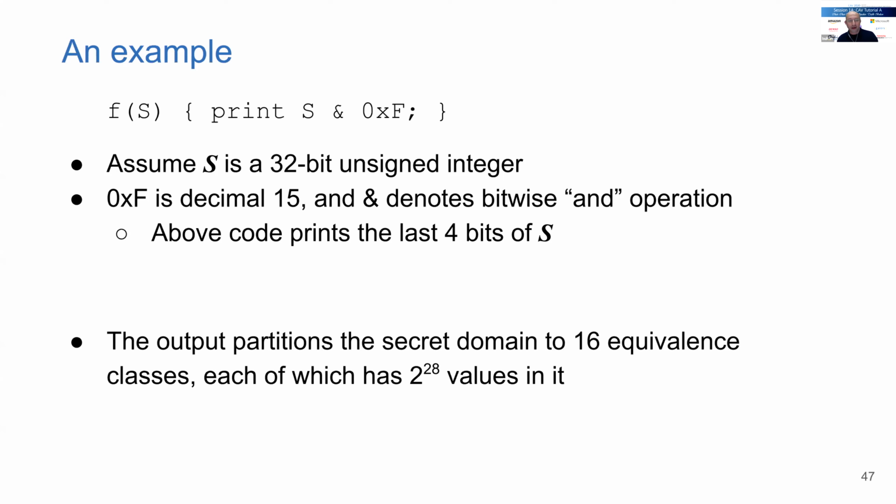Now, this output, if you look at the way I described it, this function partitioned the secret domain into 2 to the 16 equivalence classes, right? Based on the output. And there are 2 to the 28 values in each of these equivalence classes, right? So there are 28 bits of uncertainty still left in the secret, but 4 bits of it are leaked. So this is exact. What I would expect is this program leaks 4 bits of information, and the initial uncertainty is 32 bits, and the remaining uncertainty is 28 bits.